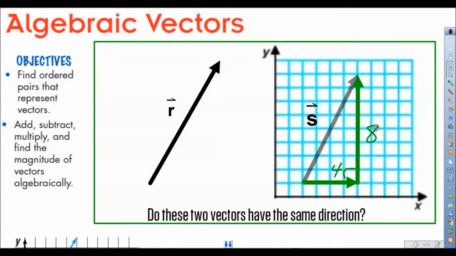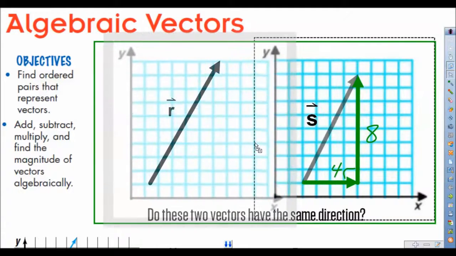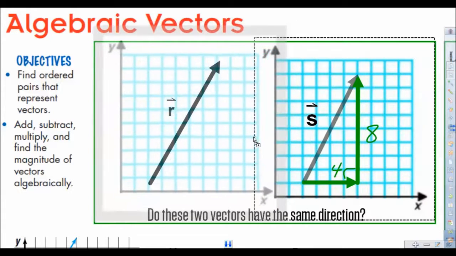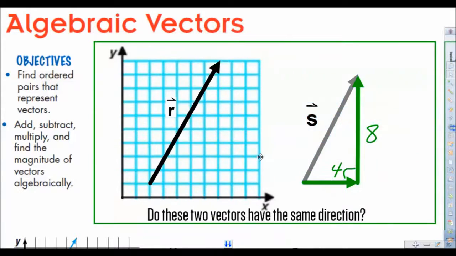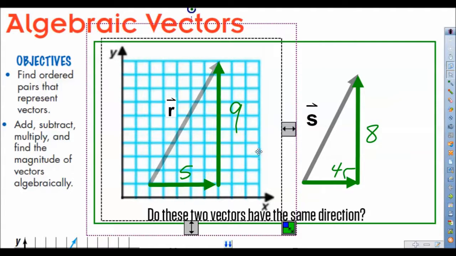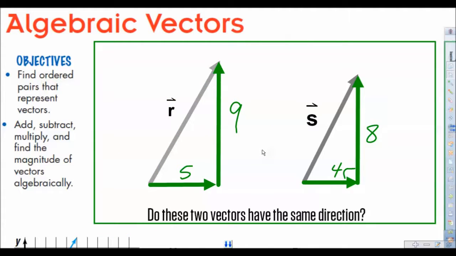If we transfer that over, this coordinate plane, to the other vector, and start to give it its own horizontal and vertical component, and then we take a good look at this vector, we can see that this vector has a horizontal component of 5 and a vertical component of 2, 4, 6, 8, 9. So now taking a look at these two vectors with that horizontal component and vertical component placed in here, we can clearly see that these two vectors are definitely not going in the same direction.